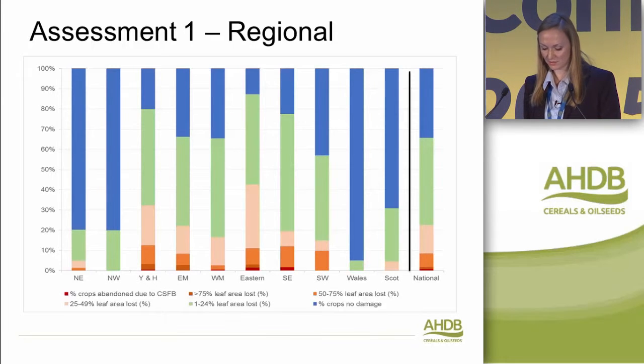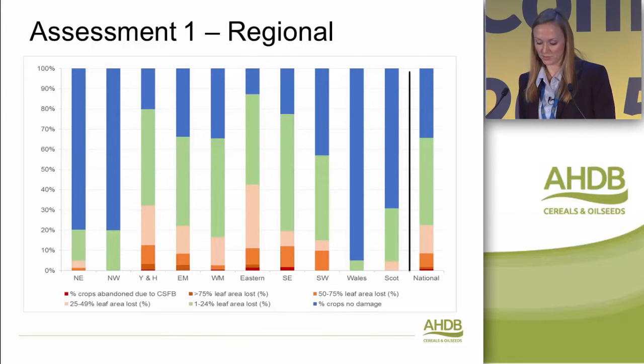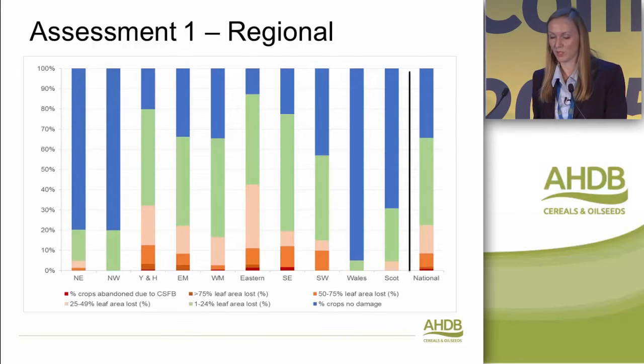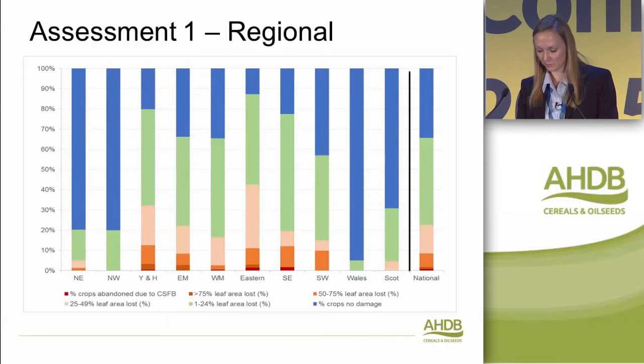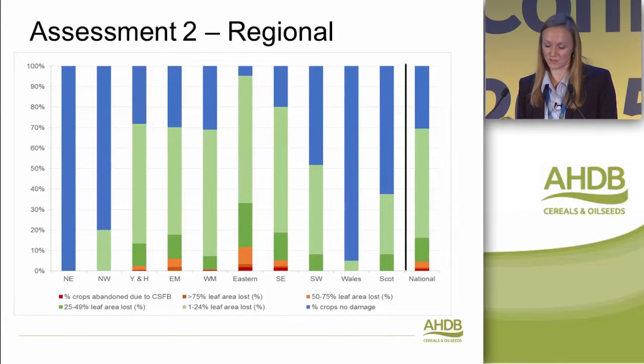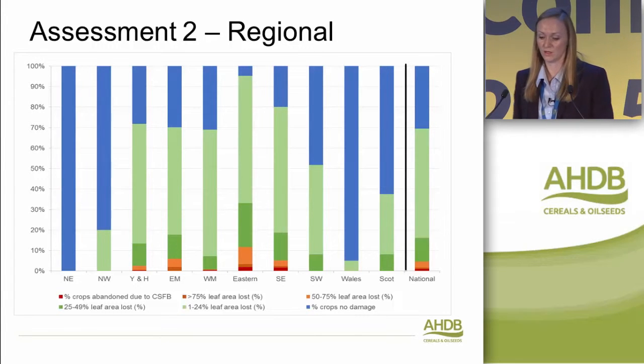So in the southeast and the east, which were the worst at this time, it was about 1.7% loss for the southeast and about 1.4% for the east. And then this changes at assessment 2. There's more green on this one as it's based upon those thresholds again. So the oranges on this chart are where there's more than half of the leaf area lost. So again, this is more focused particularly on the east at this time.